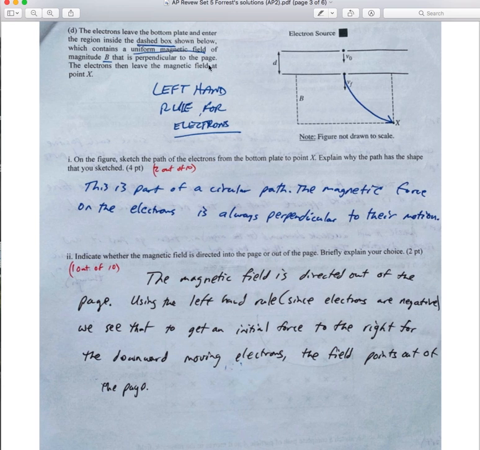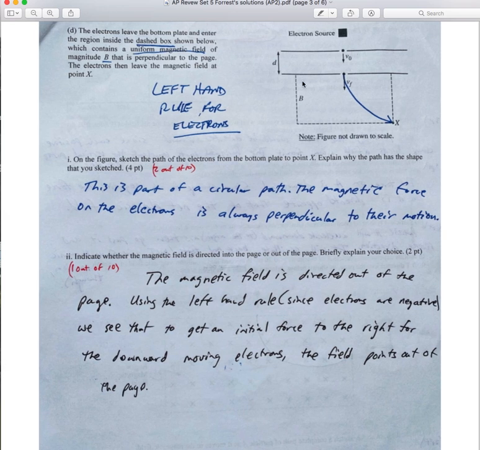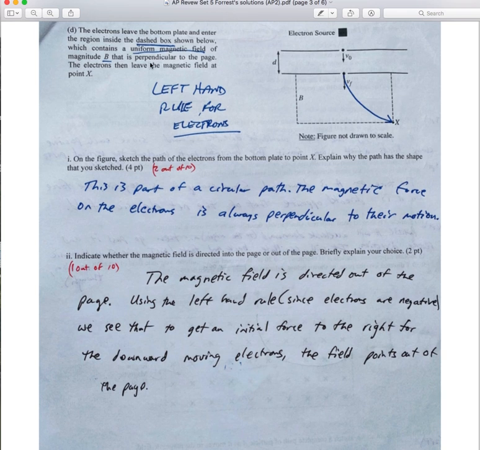For part D, it says now the electrons are leaving the bottom plate and they go into a box which has a magnetic field perpendicular to the page. So they already let you know it's into the page or out of the page. So it says the electrons leave the magnetic field over here, draw this. So this should be smooth. It should always be curving, I guess, as if it were going counterclockwise. So it should not be a straight or abrupt line, shouldn't be any corners or edges to it, something like this. The exact shape doesn't have to be exactly like this. It could curve a little more like that into a quarter of a circle, but something like that.